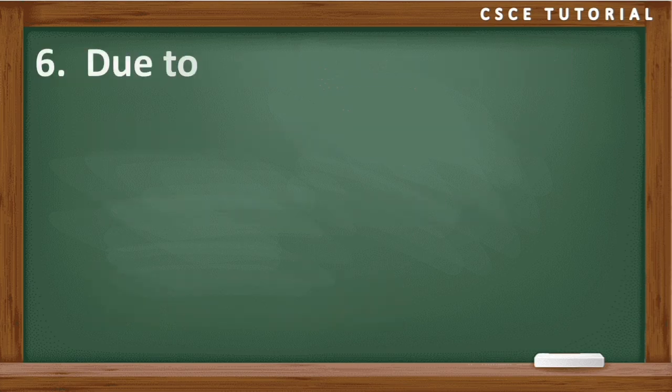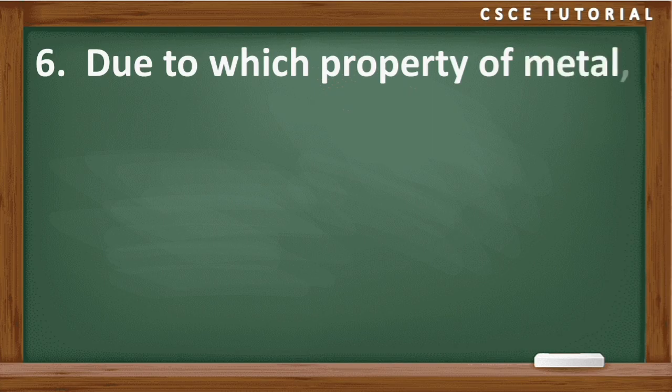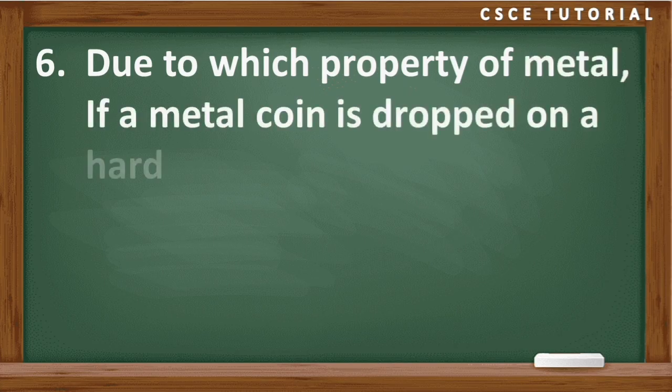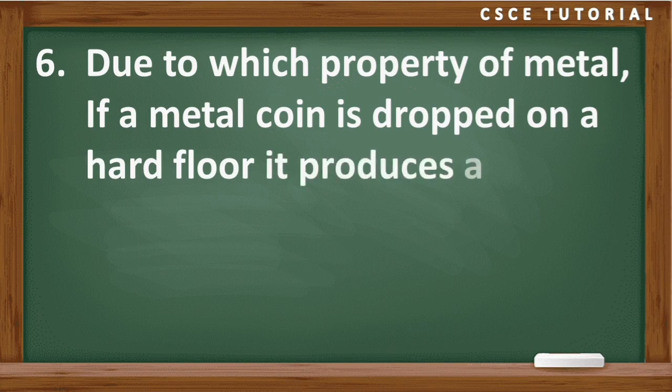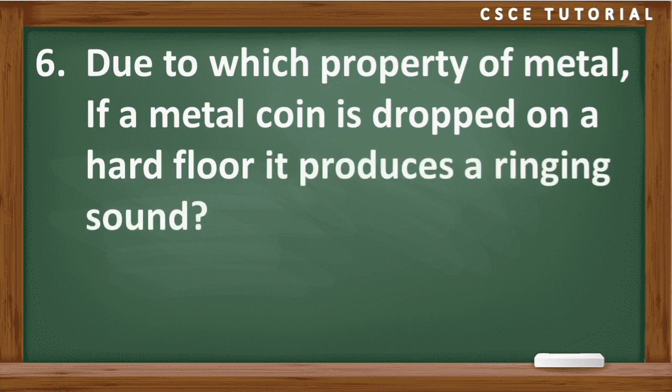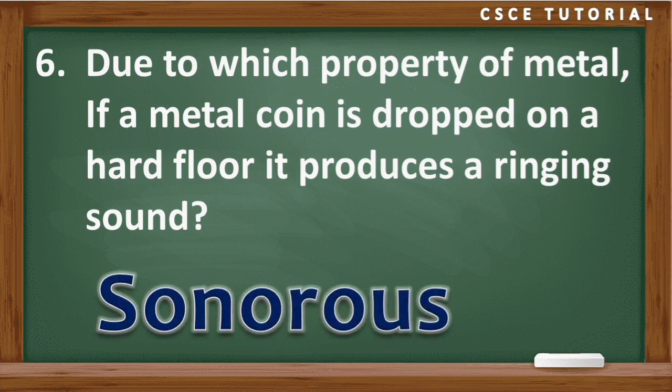Sixth, due to which property of metal, if a metal coin is dropped on a hard surface, it produces a ringing sound. Which property of metal makes it produce sound when a metal object falls? It is sonorous.